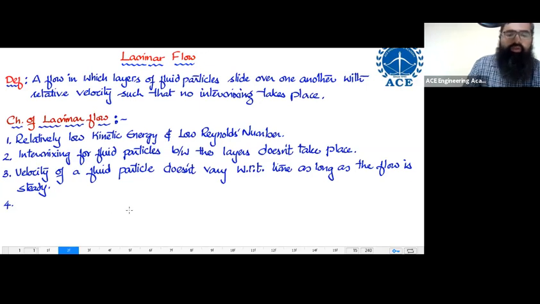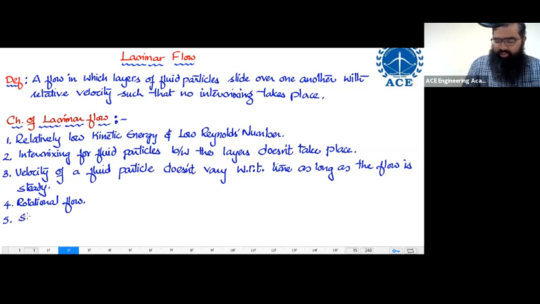Fourth point over here. Now, laminar flow, which is having different velocities at different layers, is eventually going to become rotational. Very important point. So rotational flow.